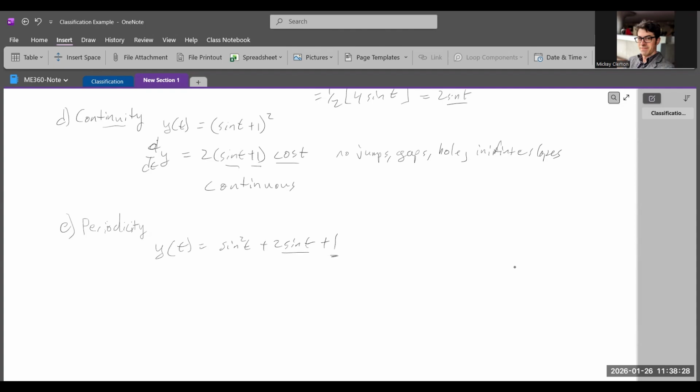This is also periodic because sine is periodic at plus k pi to t. This is also periodic, right? So sine t has the same period as sine, so plus k pi for our period here. So we see that all of the components of this are periodic, and that means that the signal overall is periodic.